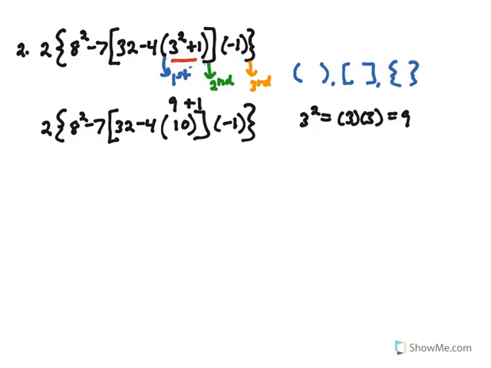We still keep the parentheses because it's going to be multiplied by the negative 4, okay? So we're going to do that now. All right, so I'm just copying the problem. Negative 4 times 10 is negative 40.